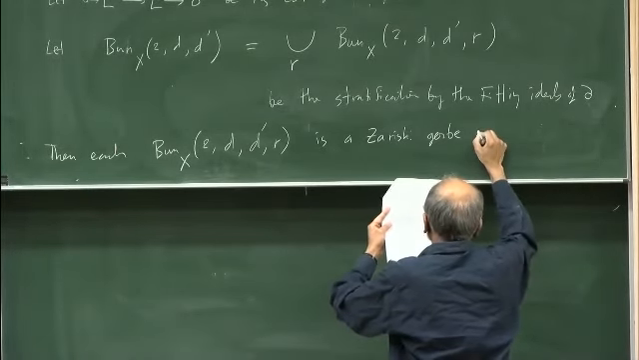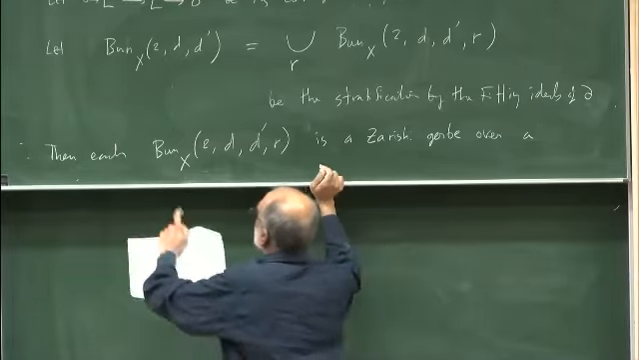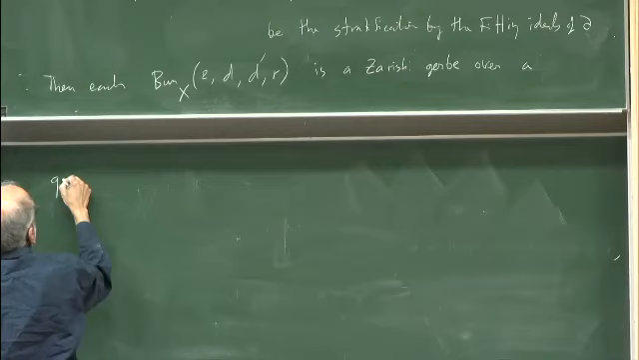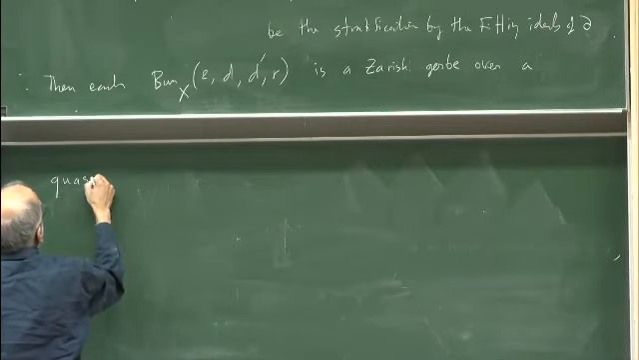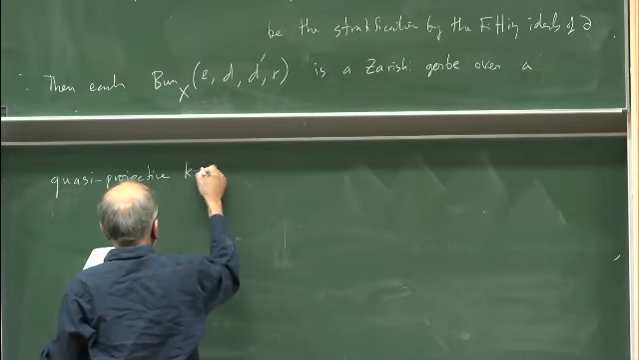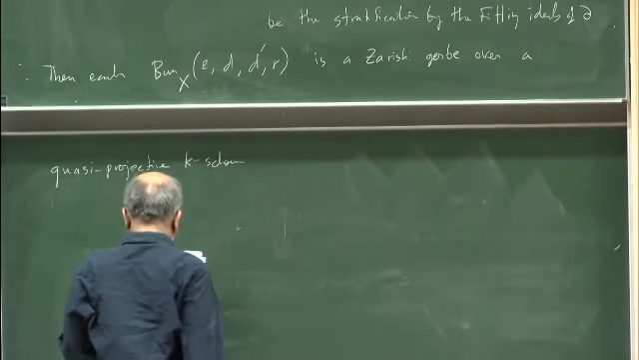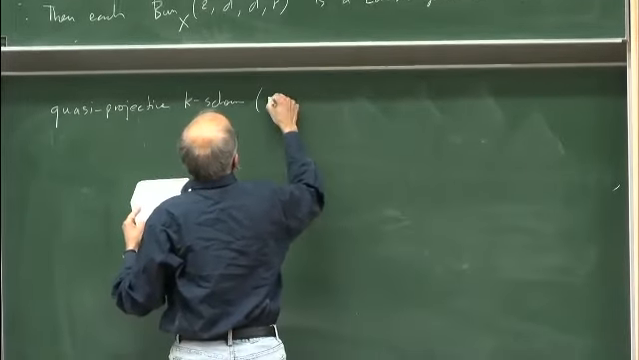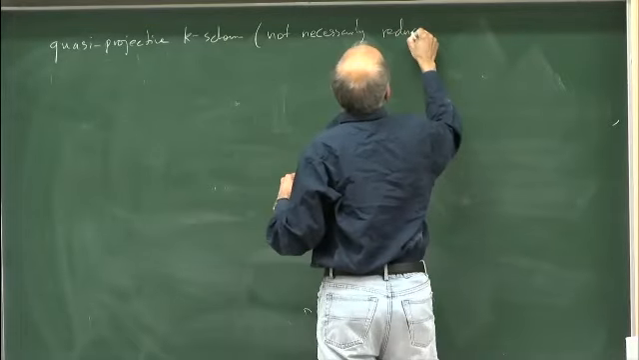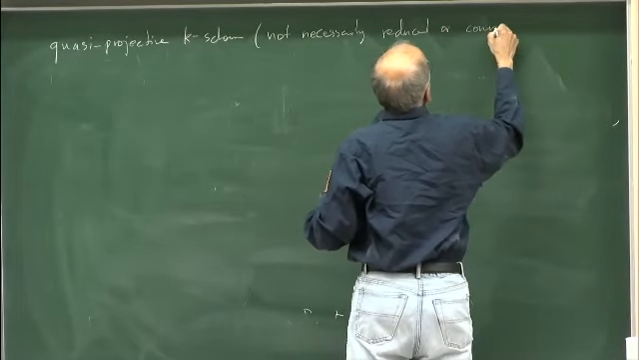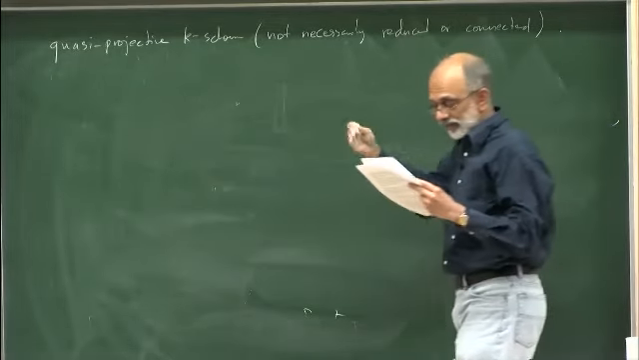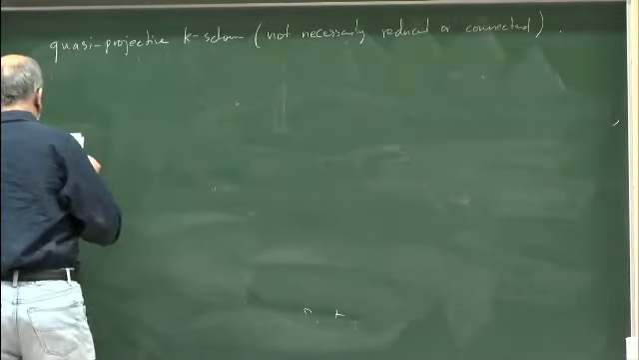over... this is an unusual thing. So each one of them is a Zariski gerb over a quasi-projective K-scheme, which is not necessarily reduced or connected. So this kind of stratification with non-reduced gerbs is a bit unusual.